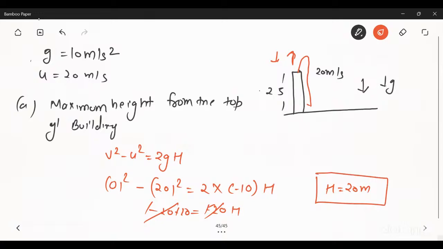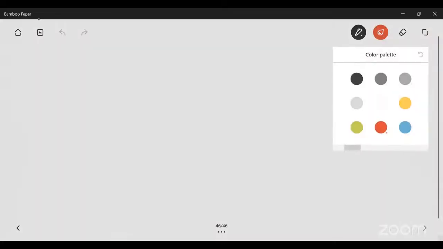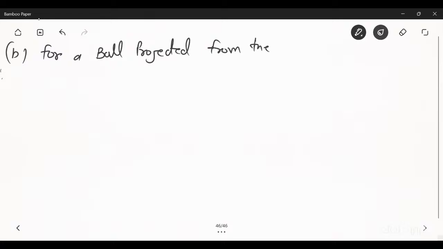Now the second case: how long will it take before the ball hits the ground? So the second one is for a ball projected from the top of the tower of the building.